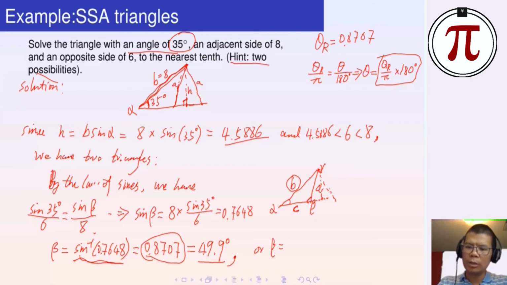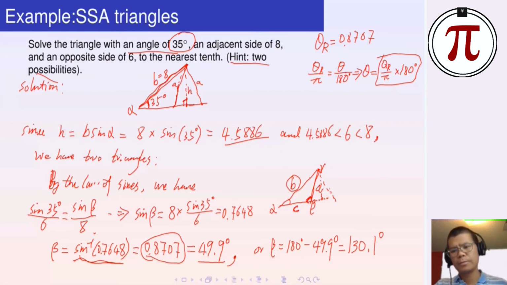So it's going to be this angle, okay? So 180 minus 49.9 degrees equals 130.1. So 130.1. Okay, so these are the two possible values of beta, right? Now, let's consider the first situation. Okay, so case one.